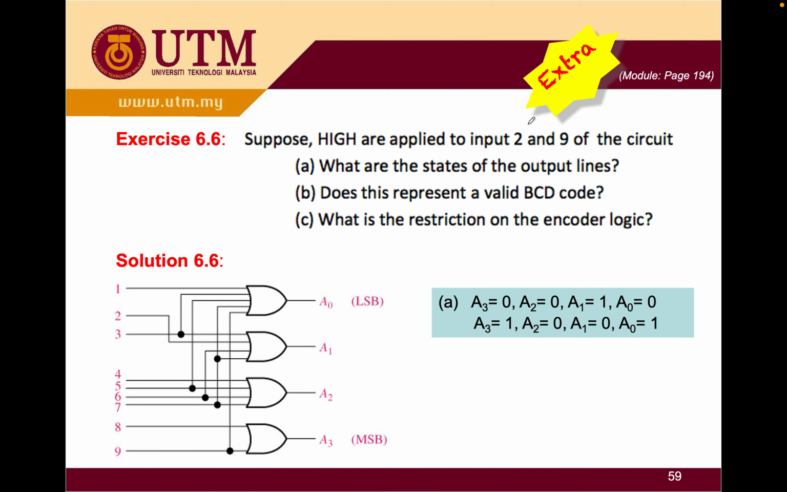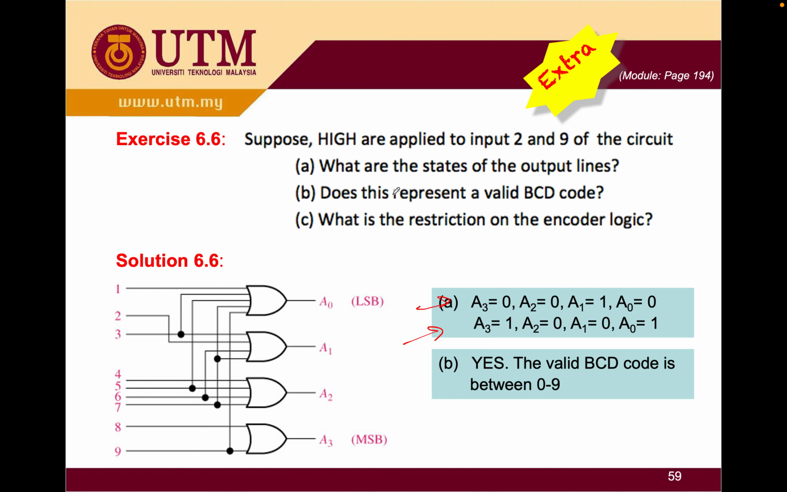Okay, just now is input 2. Okay, 0 1 0 0 0 0 0 0 0 0. So what is your output for input 9? What is the output for A, B, C? So it comes out like this. And does it represent a valid BCD code? Yes, this valid BCD code is between 0 and 9. Okay, this one, do it one by one.